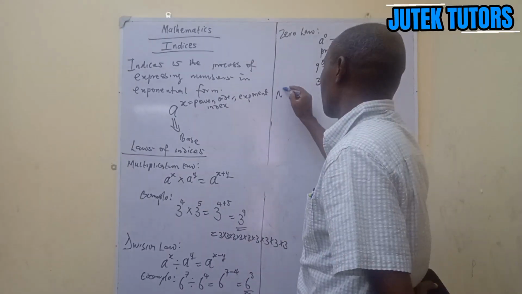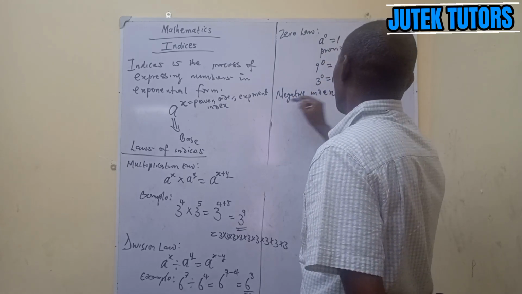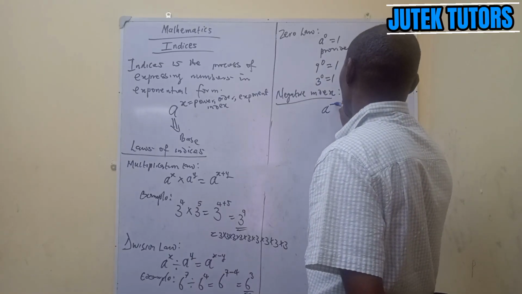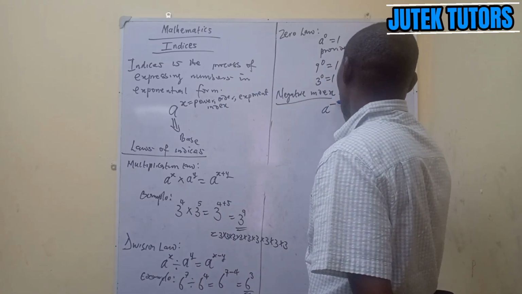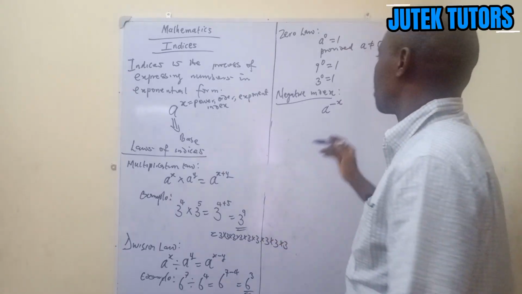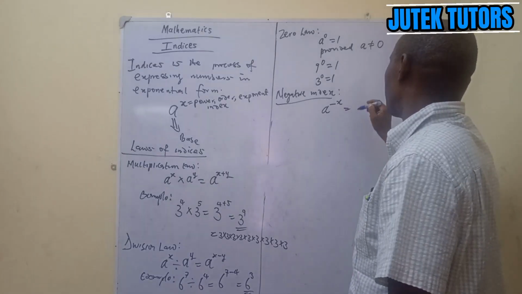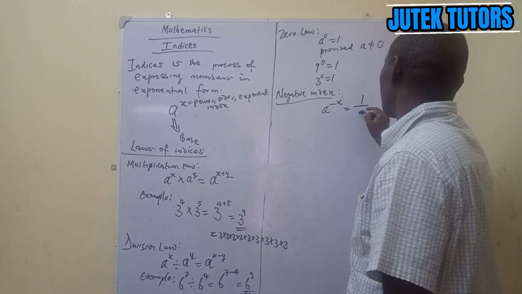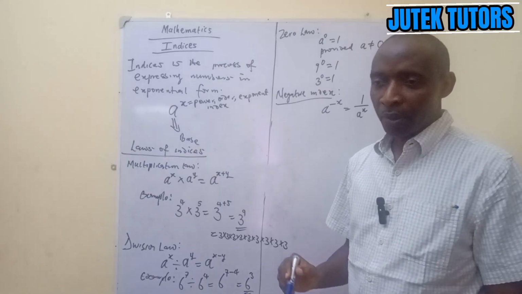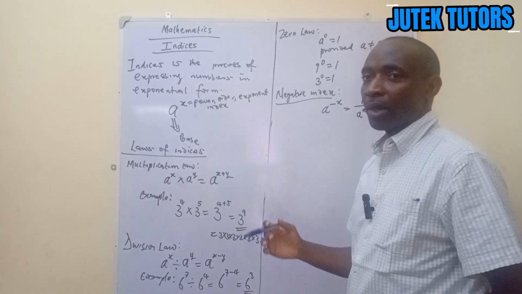So let's look at another law we call the negative law, or negative index. In negative index, we have a number, let's say a raised to the power minus x. In this case, because of the minus, a raised to the power minus x becomes 1 all over a raised to the power x. So that is the expression.